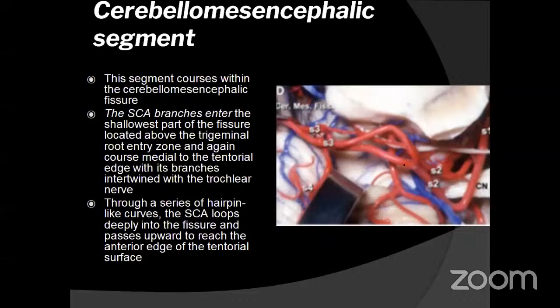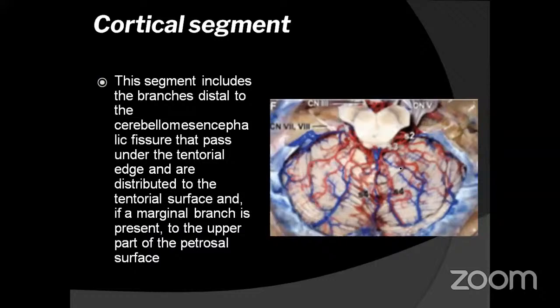And the cerebellomesencephalic segment runs into the cerebellomesencephalic fissure. Now the fourth segment will be the cortical segment, S4, which is going to supply the cortex.